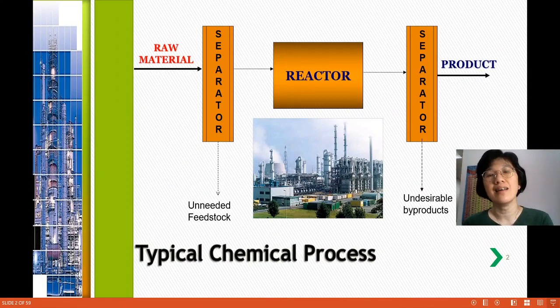So typically, in a chemical process, we will have the reactor as the core unit operation. Of course, before the reactor, we have the separator to pre-treat the raw material so that the contaminants that can deactivate the catalyst in the reactor can be removed prior to the reaction. After the reactor, as usual, we would like to produce the product up to certain purity. And in order to do so, you need a series of separators to purify the product from the reactor.